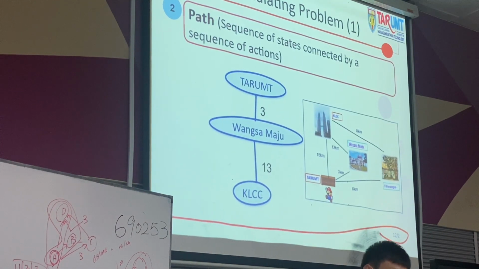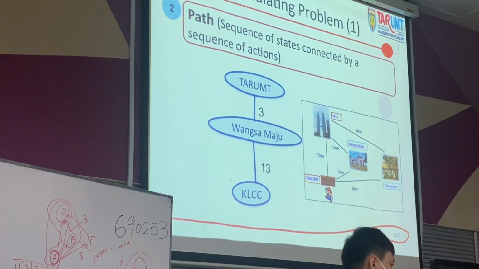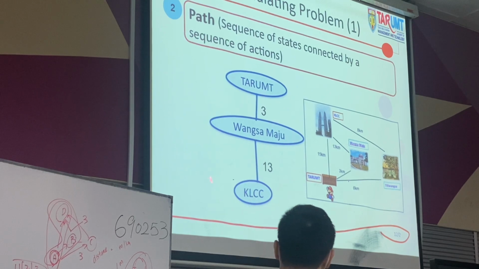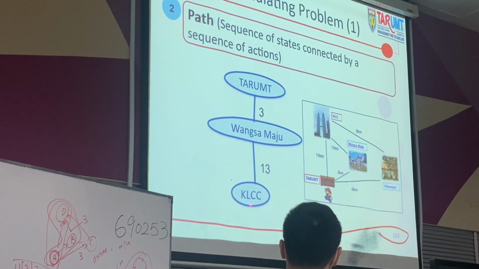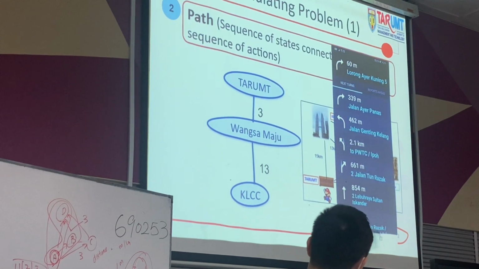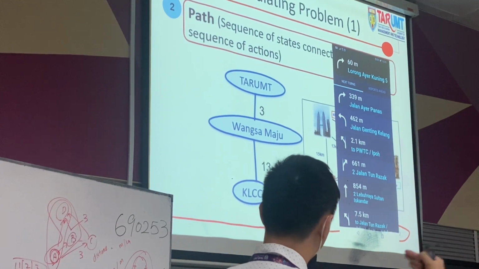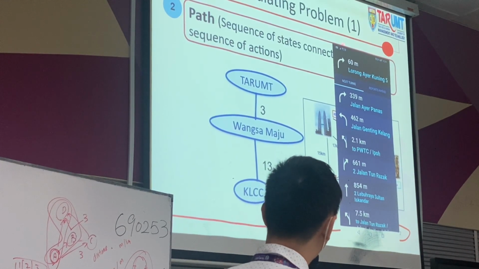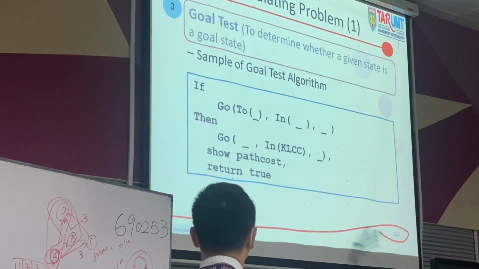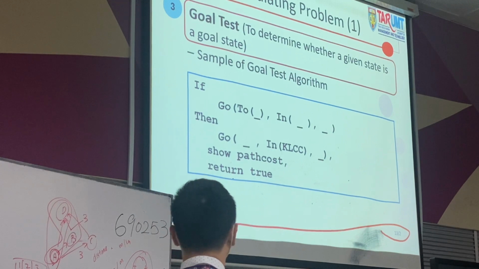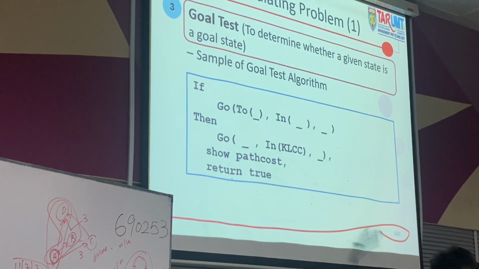Path is nothing special. Path is just to show how we should display the path. For example, in this case, this is how we display the path on your UI. You can go to the Time UMT, then to Wangsa Maju, then KLCC. It shows the step-by-step path from this stage to the next stage. Are we going to display the distance as well? And the last, the goal test: as I mentioned, you can use an else statement, or you can use another way to display.